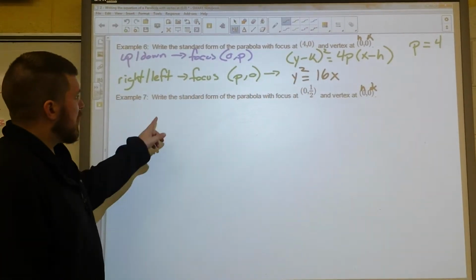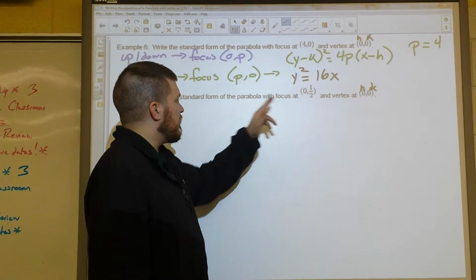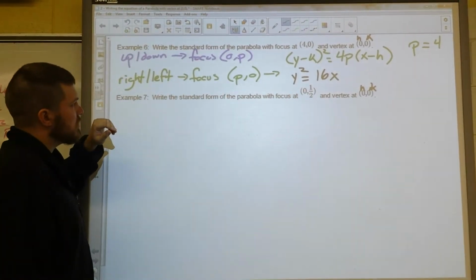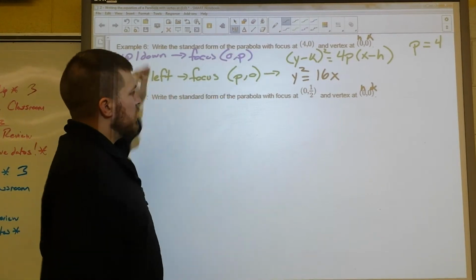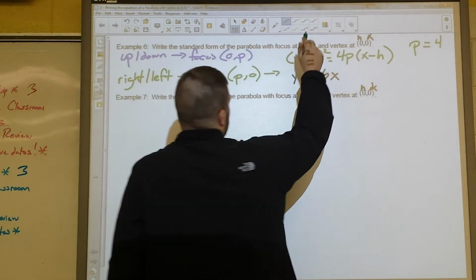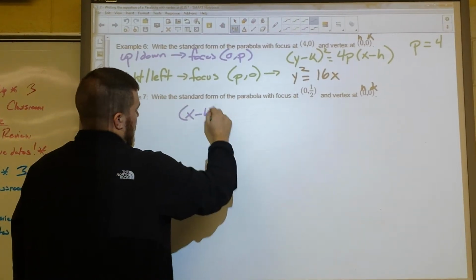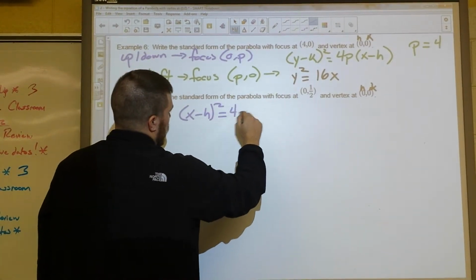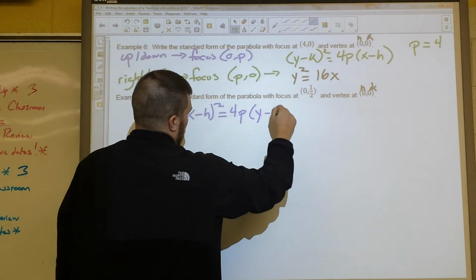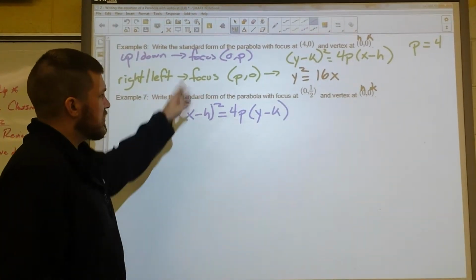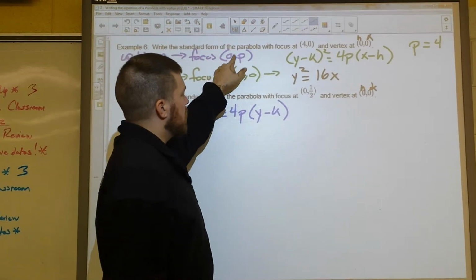All right, for the next problem, same idea. We have a focus at 0, comma, a number. Well, I'll go back and look at my two rules. 0, comma, a number goes with an up and down parabola. As soon as I know it's an up and down parabola, I know my rule is x minus h squared equals 4p times y minus k inside parentheses. I already know h and k, so we need to figure out what p is. Remember, our focus is at 0, comma, a number.